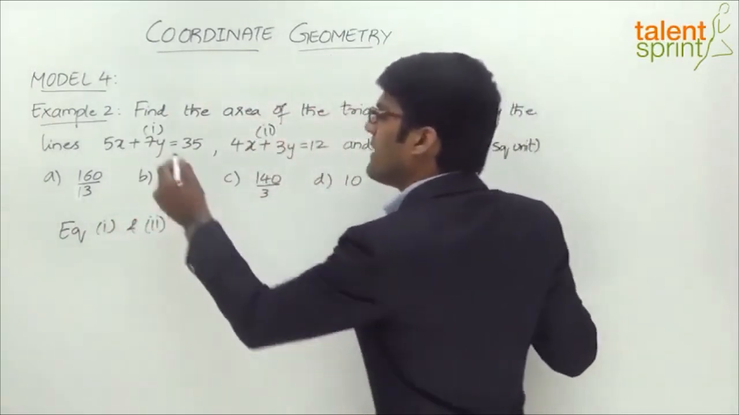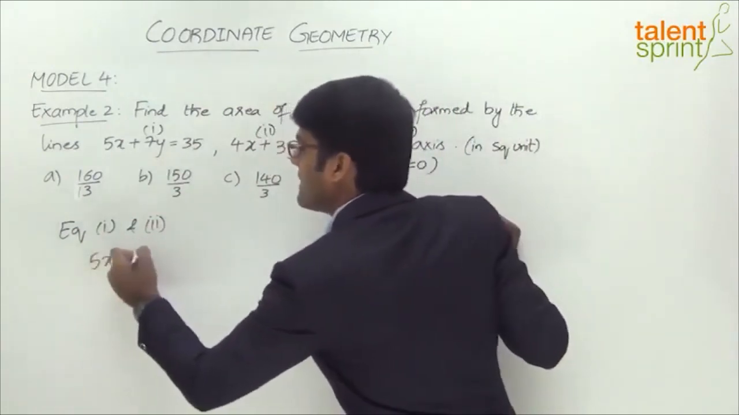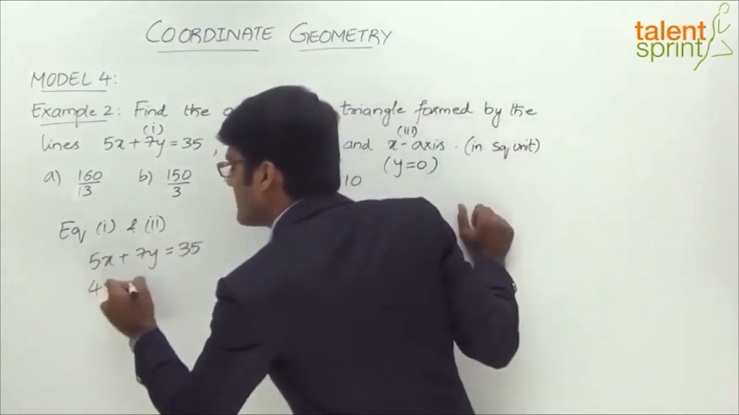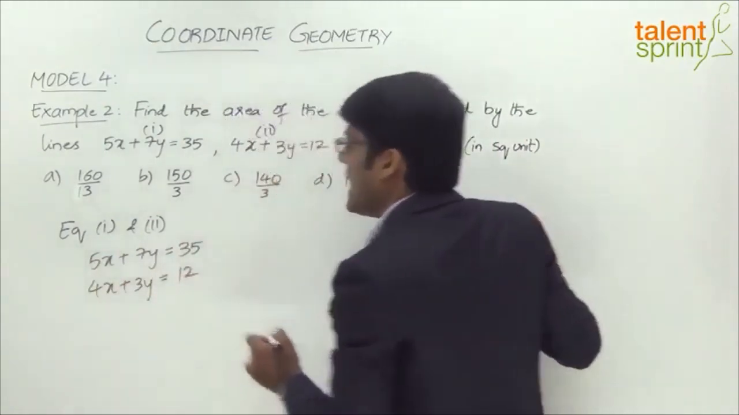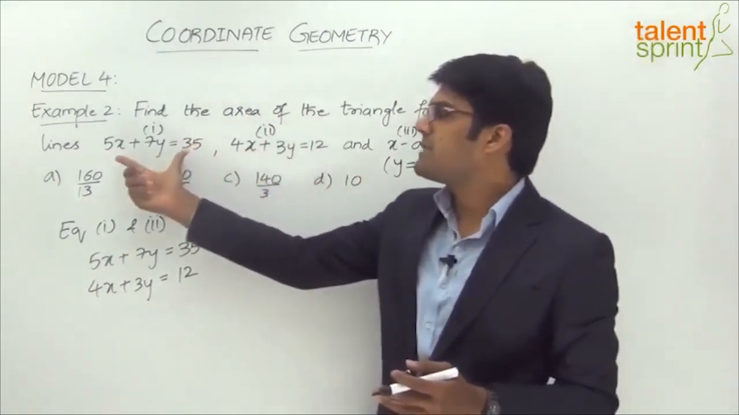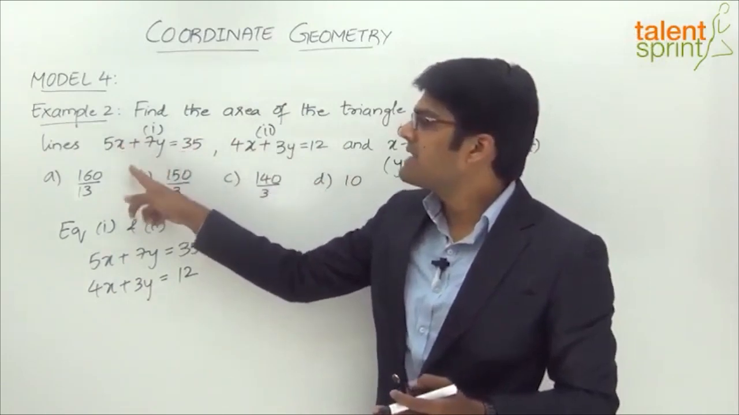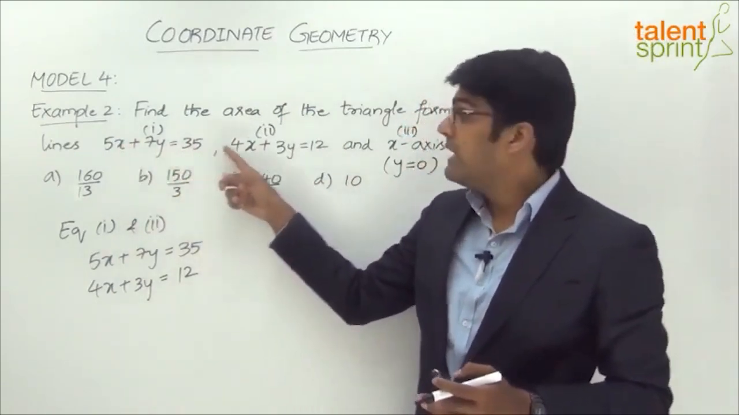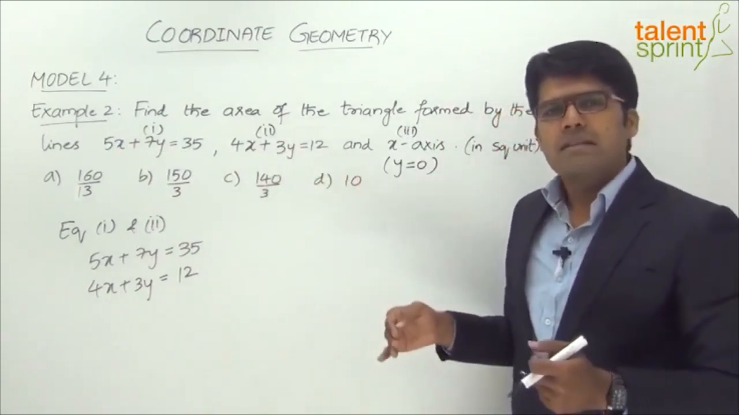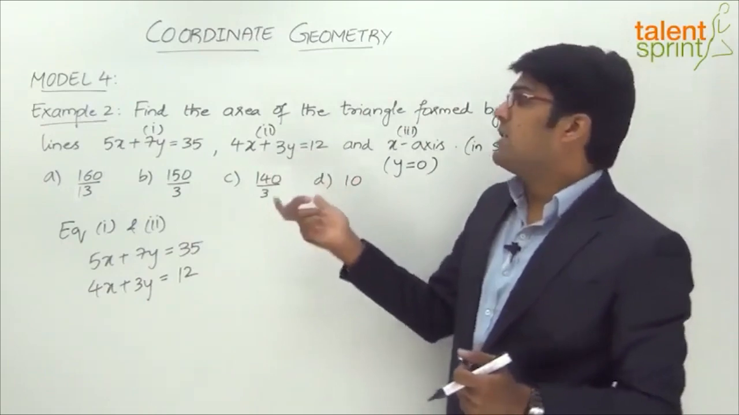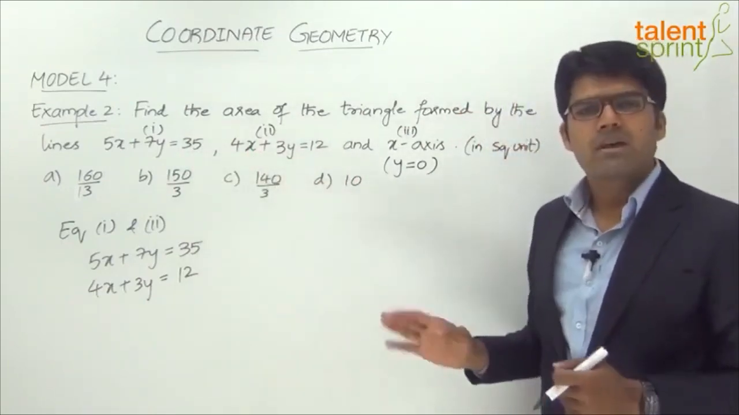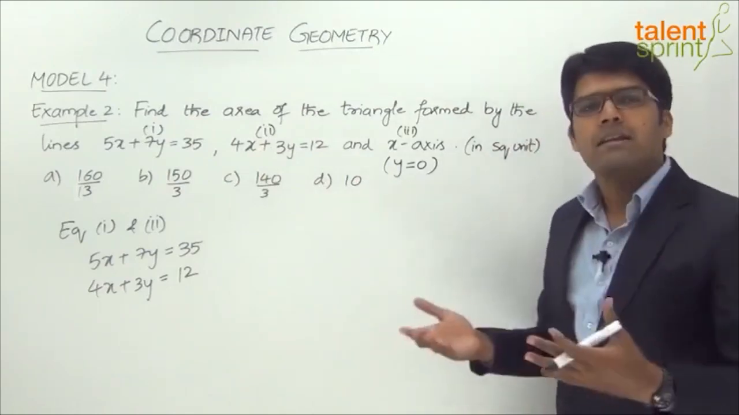What do we get? 5x plus 7y equals 35, and 4x plus 3y equals 12. Understand, why are we not going ahead with plotting these lines on the graph? We can do that. This can be expressed in the intercept form, x by 7 plus y by 5 equals 1. Even this can be expressed in intercept form, x by 3 plus y by 4 equals 1. But though we know the x and y intercepts, we cannot find the point of intersection directly from the graph. We have to solve the equations. So there is no point in drawing these lines on the graph and wasting our time.